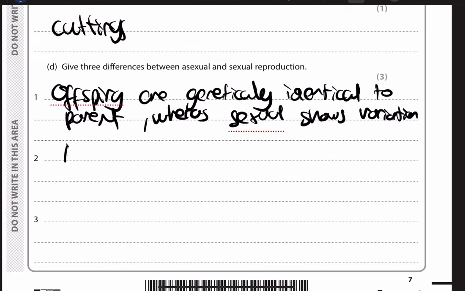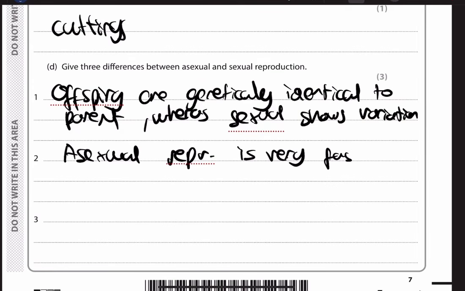What else about asexual reproduction? All right, that reproduction is very fast compared to sexual. That's why you see these asexually reproducing plants. They're making a ton of plants, a ton of clones. Whereas these sexually reproducing plants, it's a lot less compared to asexual reproduction.